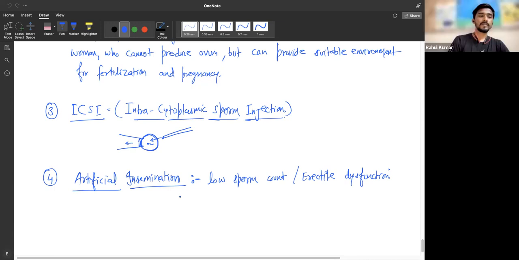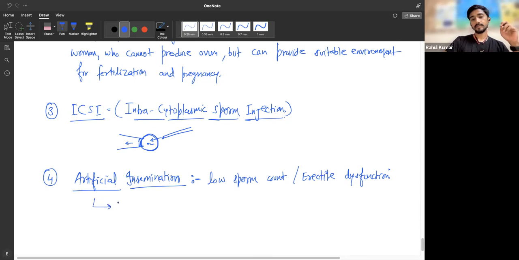Okay, so write down, in this, the semen is collected from the male and is artificially introduced into the vagina.